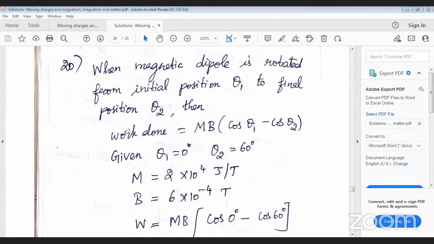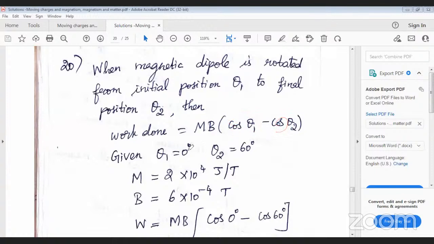So this thing: work done is equal to MB into cos theta 1 minus cos theta 2. Theta 1 is the initial angle, theta 2 is the final angle. So M value we have, B value we have, as it is given in the question.